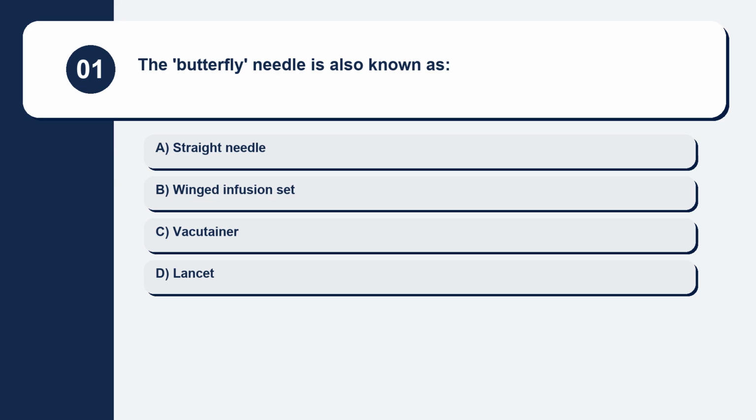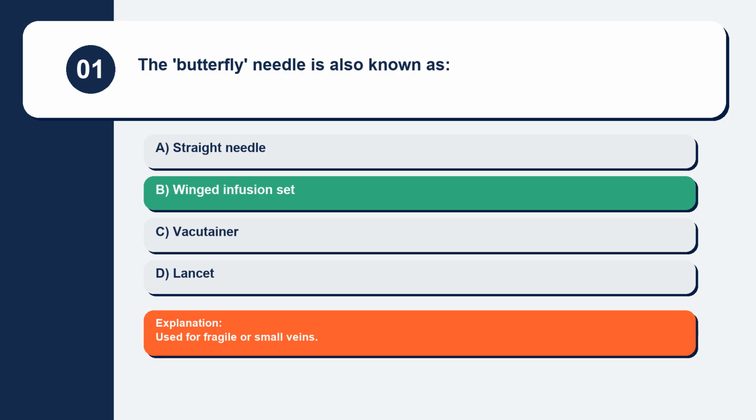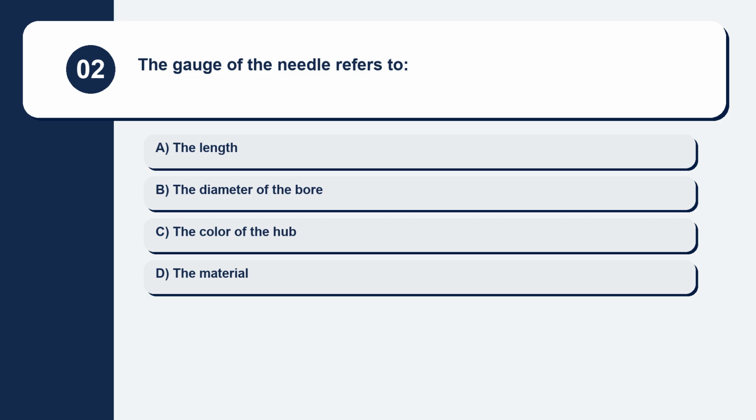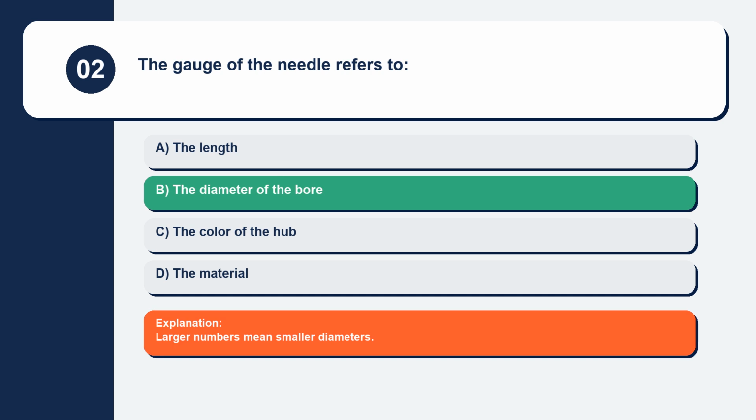Question 1. The butterfly needle is also known as: straight needle, winged infusion set, vacutainer, lancet. Used for fragile or small veins. Question 2. The gauge of the needle refers to: the length, the diameter of the bore, the color of the hub, the material. Larger numbers mean smaller diameters.